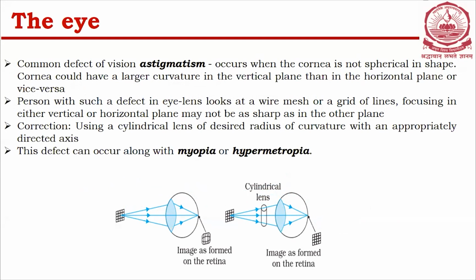So how to correct that? I think you might have heard that your eye has some astigmatism. To correct it you have to use some cylindrical lens. If you use a cylindrical lens, then you are able to correct this astigmatism. This effect can also occur along with myopia and hypermetropia. You can see these things are not related to optical things. Only nearsightedness and farsightedness of the eye lens are related to your optics, that is ray optics.